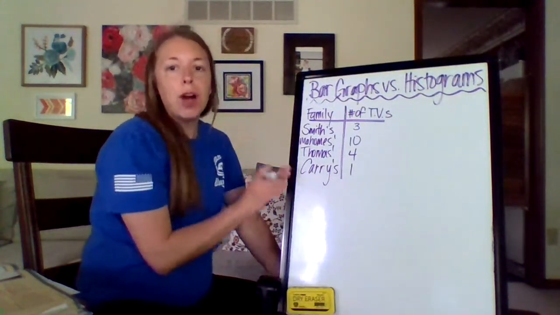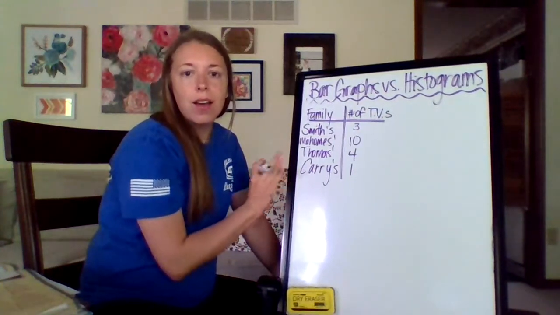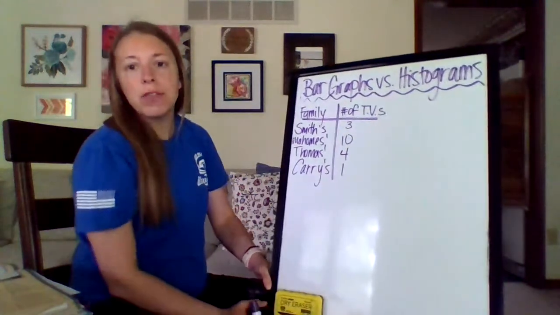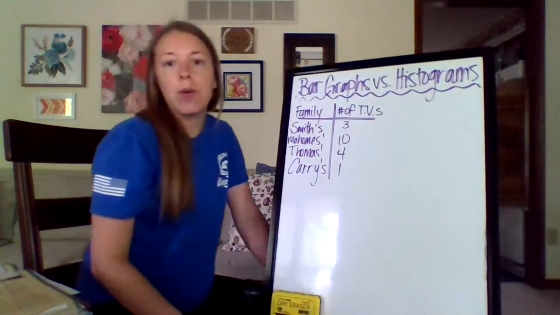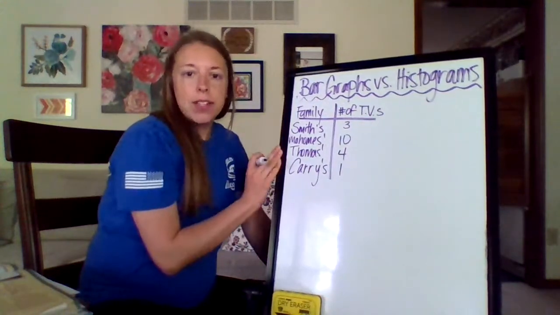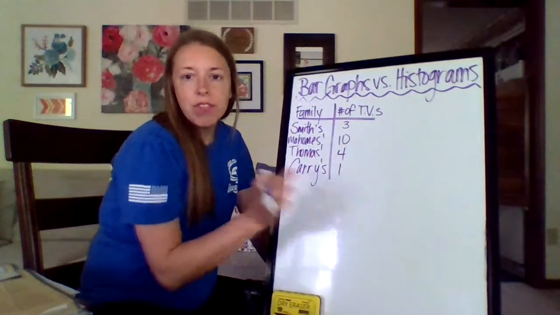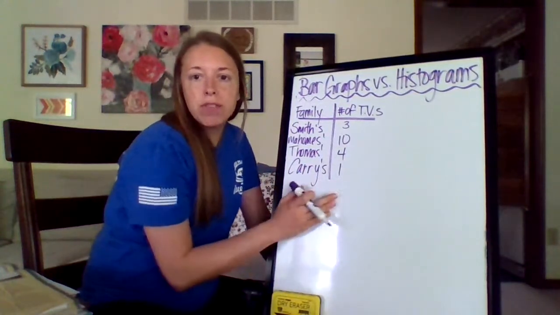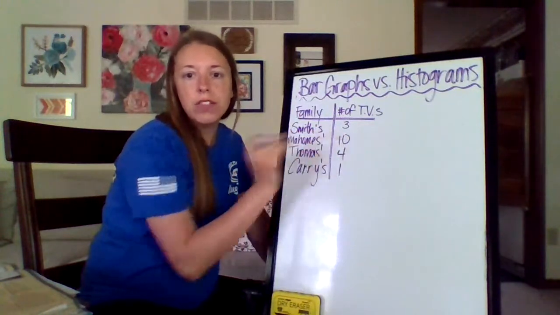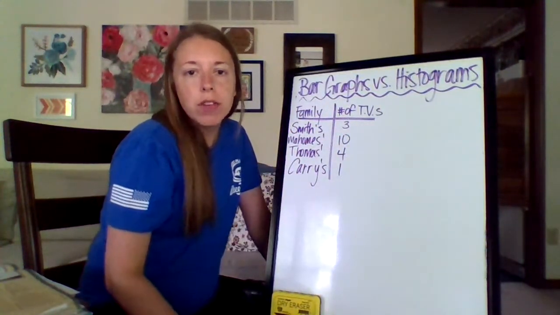So, bar graph. Okay, we're going to start here. I put some data in a table to show you a couple different types of bar graphs you can create with this data. So say we have some families. I have the Smiths, the Mahomes, the Thomases, and the Careys. And over here is the number of TVs in their household. The Smiths have 3, the Mahomes have 10, the Thomases have 4, and the Careys have 1 TV.